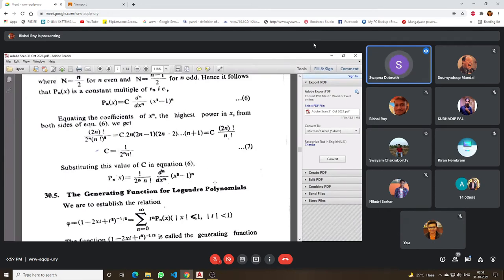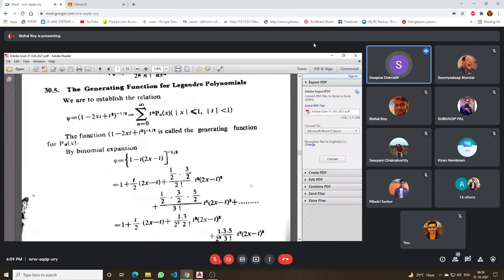Now, the generating function. This is also important. We have to establish this generating function for Legendre polynomials. That means we will arrive at the Legendre polynomial from an algebraic term. What is that? Let phi is equal to (1 minus twice xt plus t square) to the power minus half.